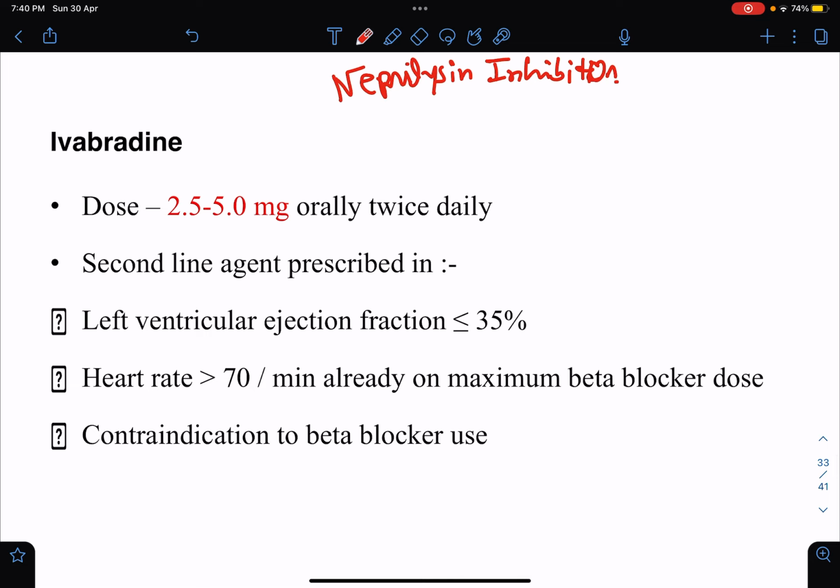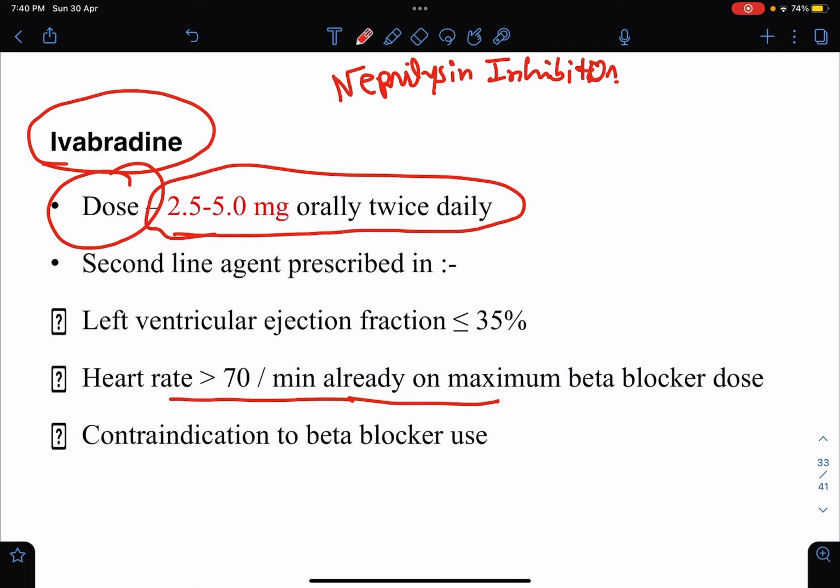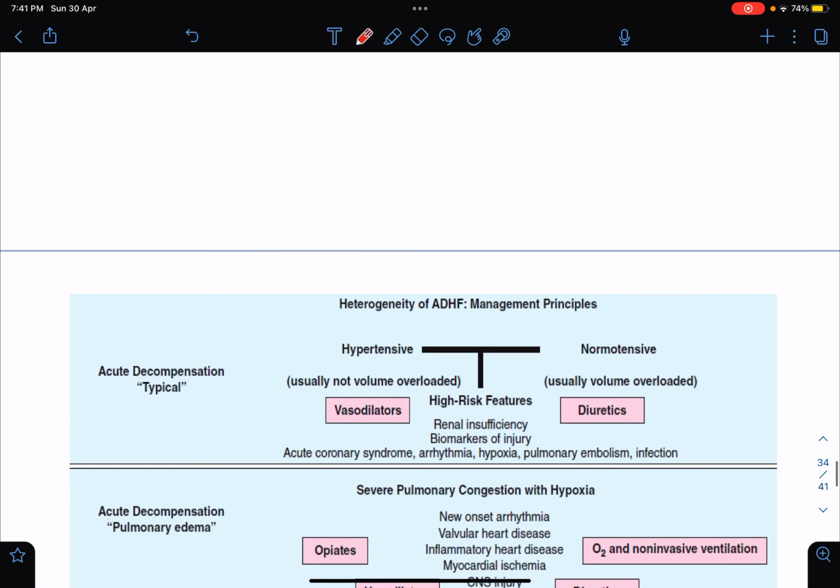Sometimes we will need to use ivabradine to control heart rate. If heart rate is not optimum with use of beta blocker, if it is more than 70 per minute already on maximum beta blocker dose, then we can use ivabradine 2.5 to 5 milligram orally twice daily. Actually, it inhibits the pacemaker automaticity. It inhibits the late sodium entry in the pacemaker action potential, thereby it will limit the heart rate. And if there is any contraindication to beta blocker use, we can also use ivabradine.